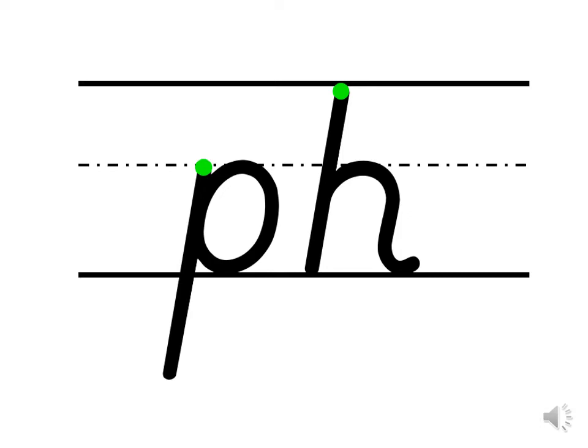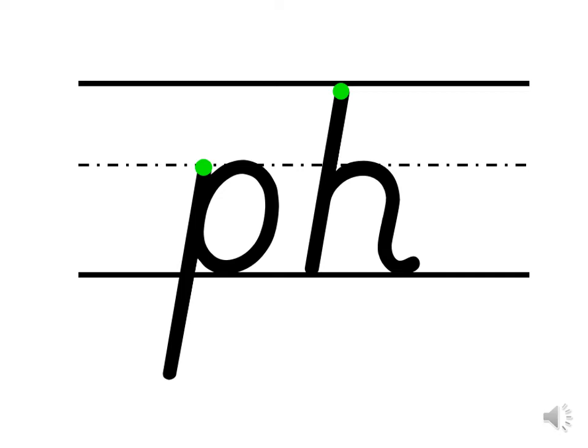Let's practice forming them in the air first. Can you put your finger on the green dot? We're going to start at the top and we're going to go down under the line, all the way back up and around. Can you see that the P is a descender? We have to make sure it goes down and under the line.